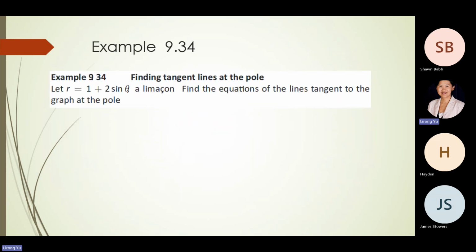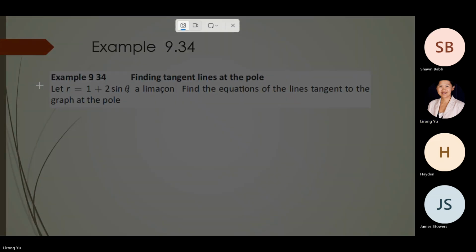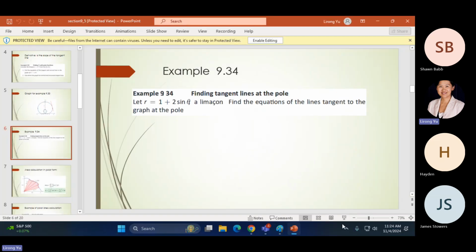Now, this question says find the equation of the line tangent to the graph at the pole. In a polar equation, the word pole is the same thing as the word origin in a rectangular equation. So the pole is essentially the origin. And I think there should be two tangent lines.